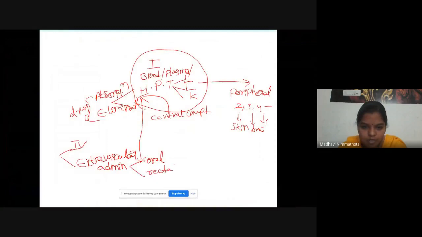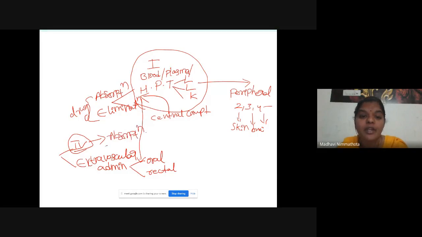Or rectal. So, what do you mean by IV? The drug will be directly entered into the intravenous route, so there is no need of absorption. Why? It will directly enter the systemic circulation, right? You just remember, in case of IV route, there is no absorption.